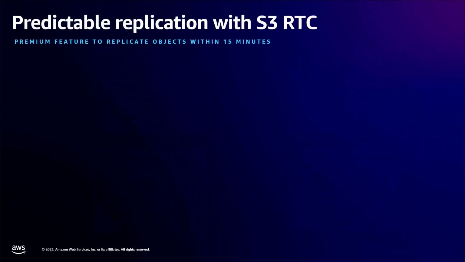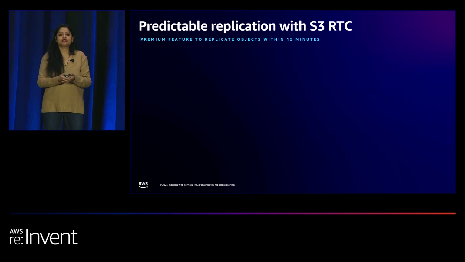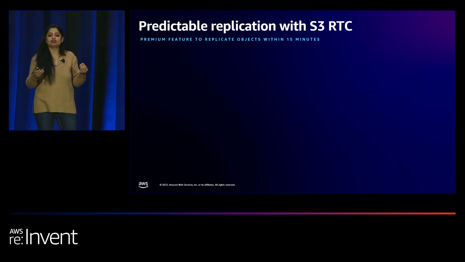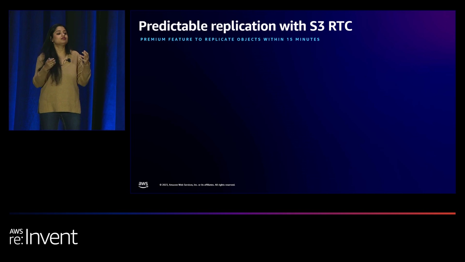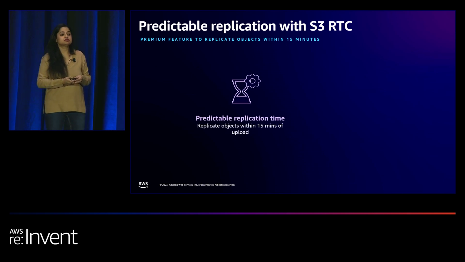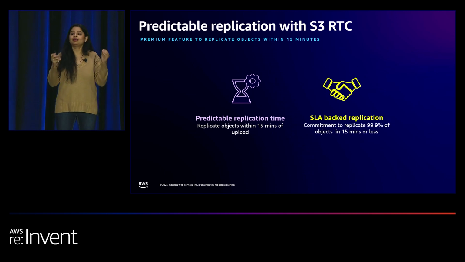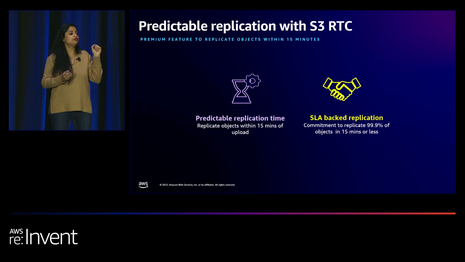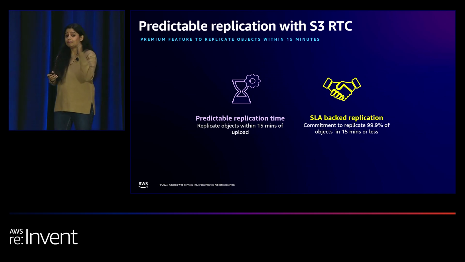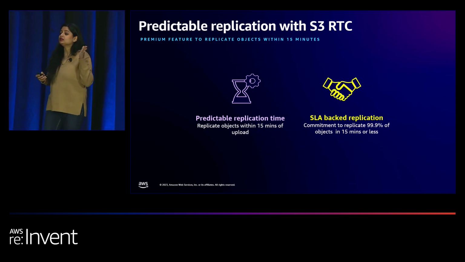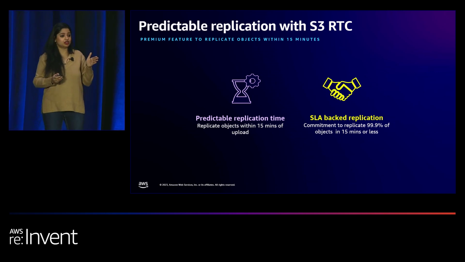Next, let's talk more about the S3 replication time control feature. This is a premium feature of S3 replication and can be very valuable for customers who have shorter recovery point objective or RPO requirements. S3 RTC comes with a predictable replication time and backs it up with an SLA to replicate 99.9% of objects within 15 minutes. By design, we actually replicate 99.9% of objects within 15 minutes of upload.